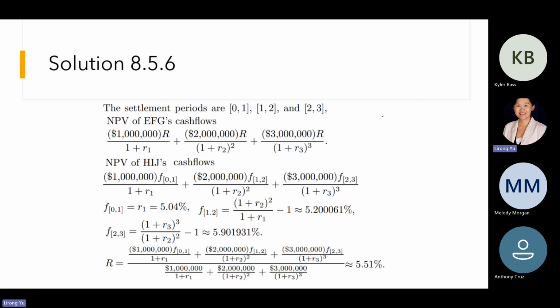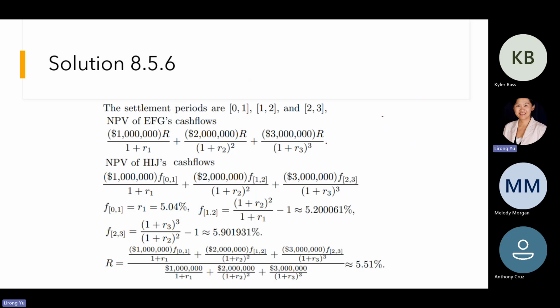So here we have the net present value of EFG's cash flow. In the swap contract, EFG is paying the fixed rate. So 1 million times R, 2 million times R, and 3 million times R are the cash flows at time 1, time 2, and time 3. The present value of those cash flows is divided by (1 plus R_t) to the power t in the denominator. So the top line is the present value of EFG's cash flow.